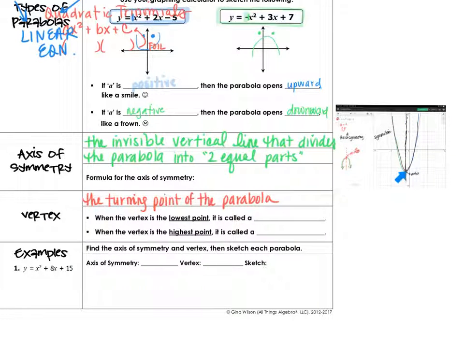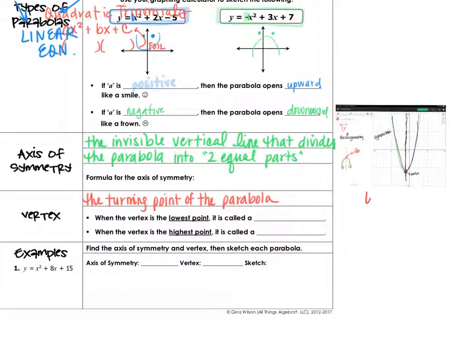And the vertex, that's that lowest point or highest point. It's also known as the turning point of the parabola. It's when the parabola goes from coming down, boom, to going right back up. Or if you're going in the sad face direction, the parabola goes from up to down.